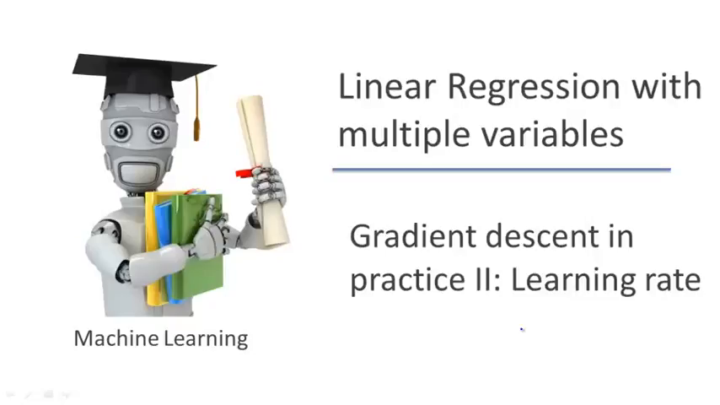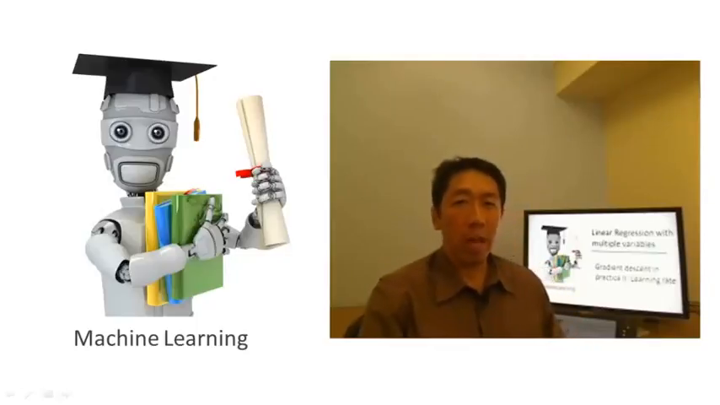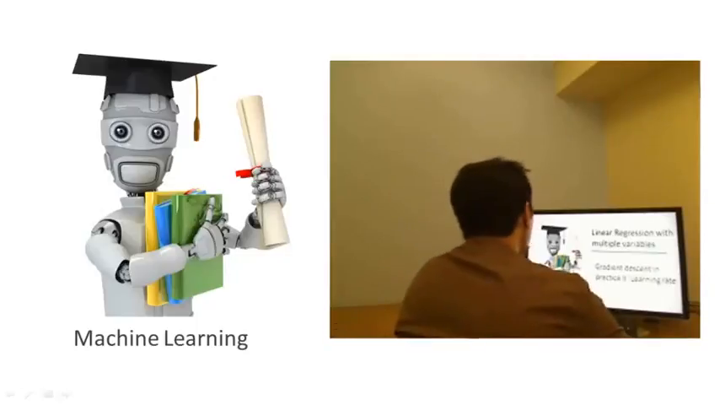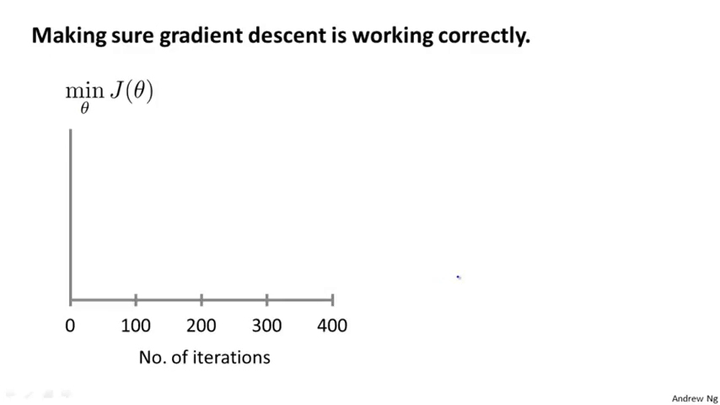In this video, I want to give you more practical tips for getting gradient descent to work. The ideas in this video will center around the learning rate alpha. Concretely, here's the gradient descent update rule, and what I want to do in this video is tell you about what I think of as debugging and some tips for making sure that gradient descent is working correctly. And second, I want to tell you how to choose the learning rate alpha, or at least how I go about choosing it.